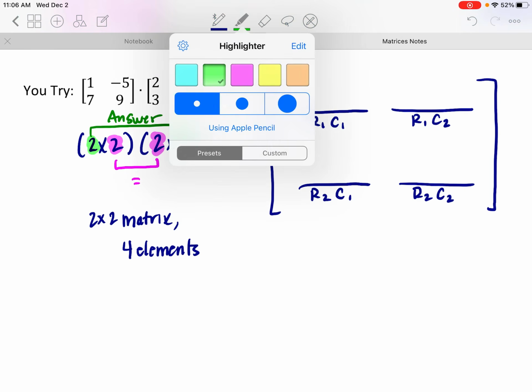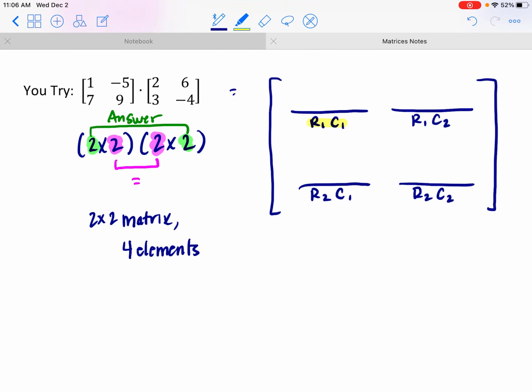So I'm going to use row 1, column 1 to get that result. Row 1, column 1. That's going to give me 1 times 2 minus 5 times 3. And then I want row 1, column 2. So row 1, column 2 is going to be 1 times 6 and negative 5 times negative 4.